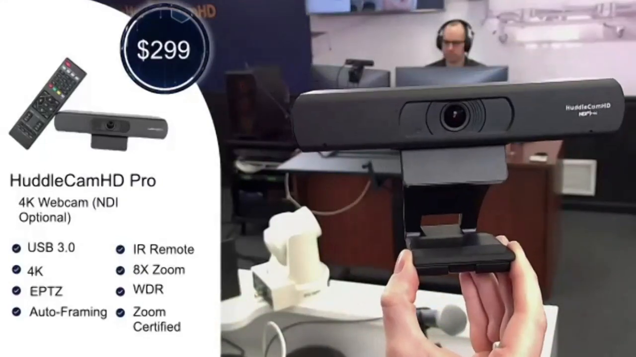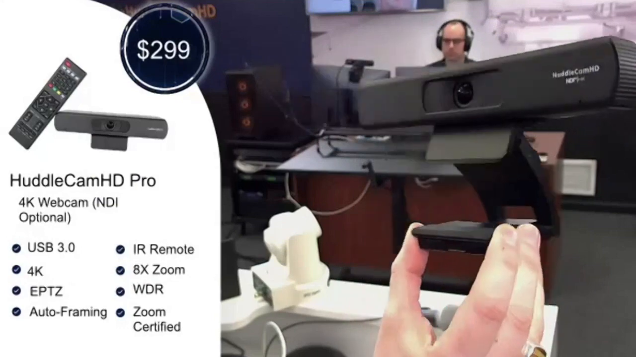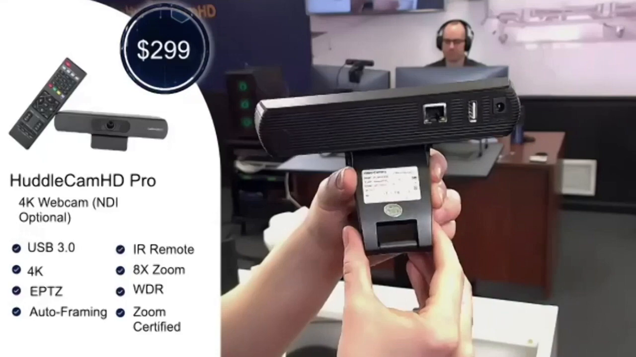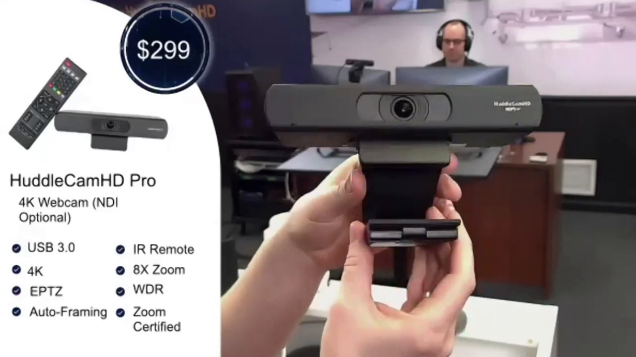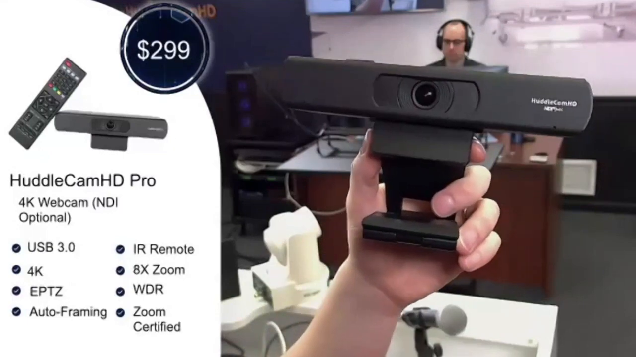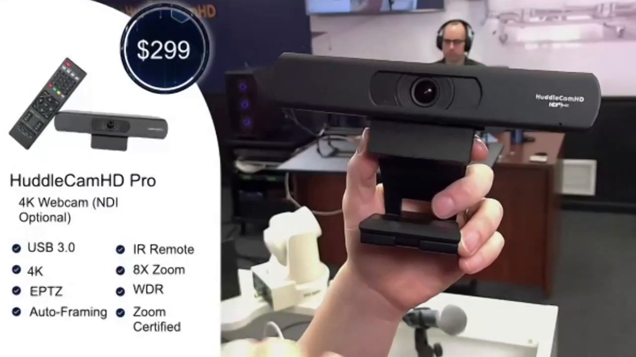So we're really happy about these HuddleCam HD Pro cameras, and the price point just really came in at what we're happy with at that $299 price point. It also features wide dynamic range and a feature called auto framing.